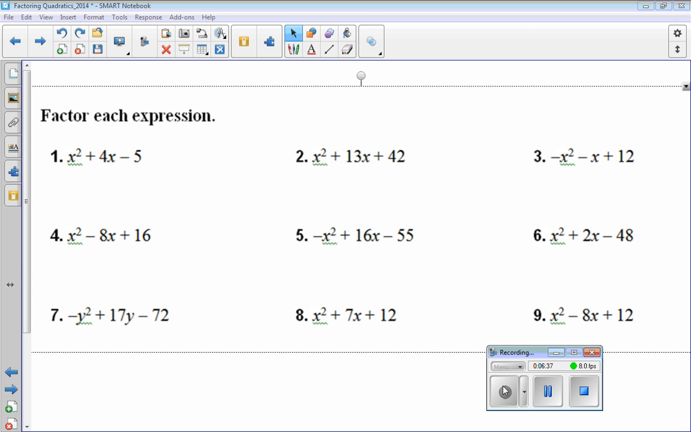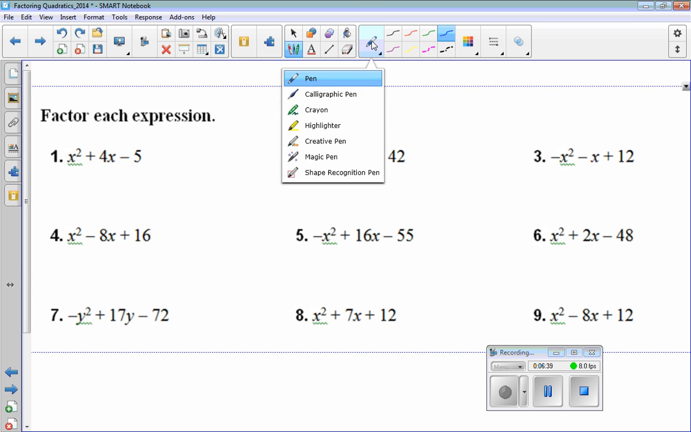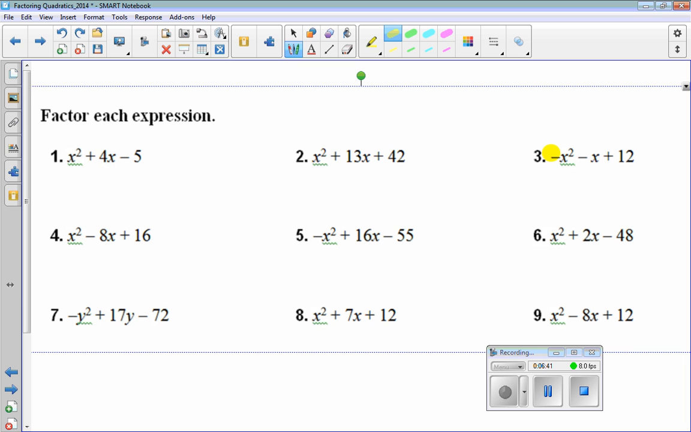If you notice, problem number 3, we do have a leading coefficient that is -1. So it's just like the problem we just did. We need to factor that out. So when I take the negative out, what's left? X squared plus x minus 12. Very good. And that negative is along for the ride. Okay? And at this point, we're going to go ahead and say factor what's left inside the parentheses. They have to multiply to be -12. They have to add to be 1.